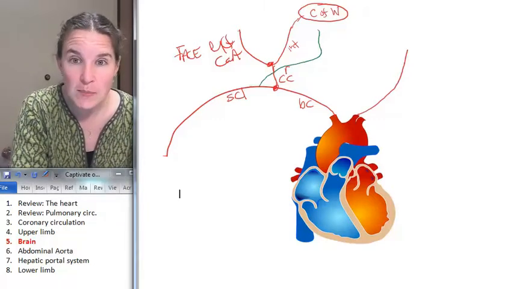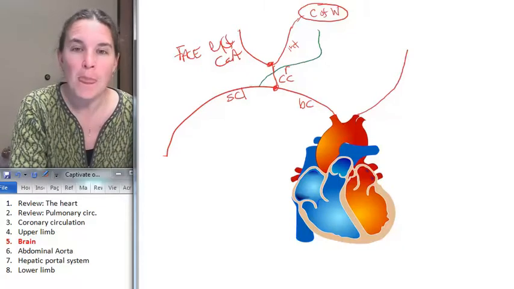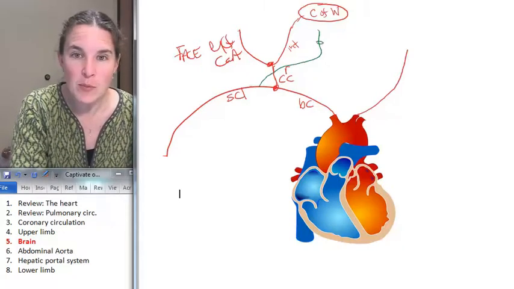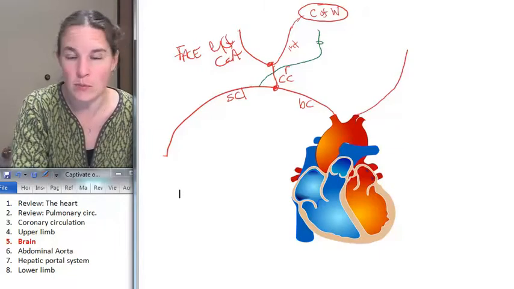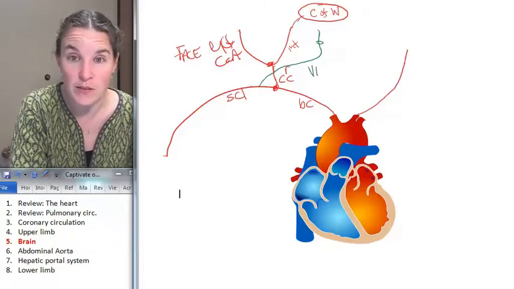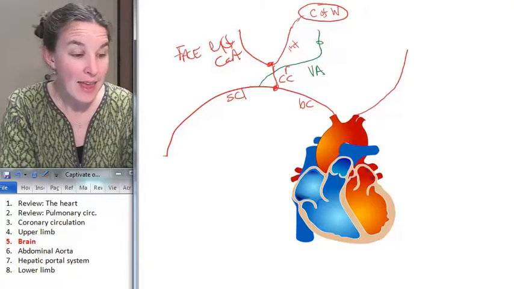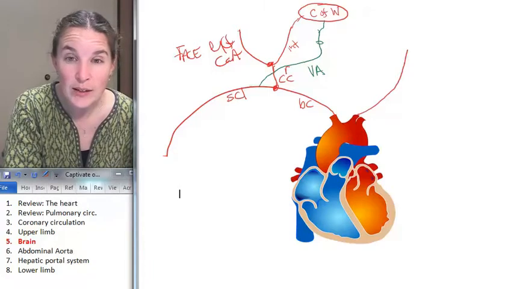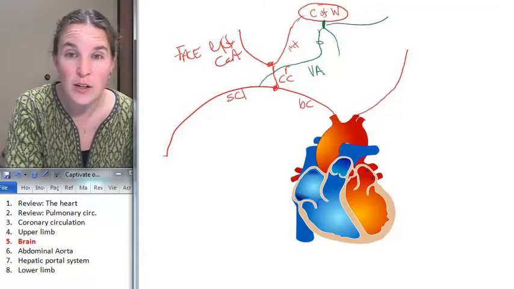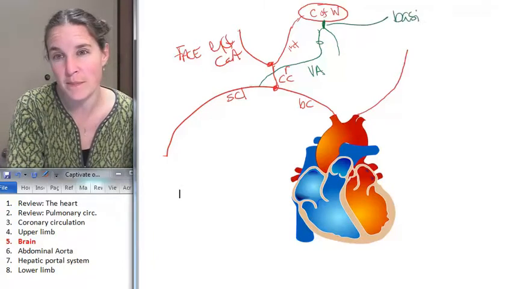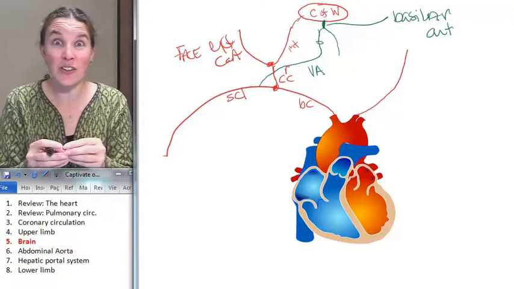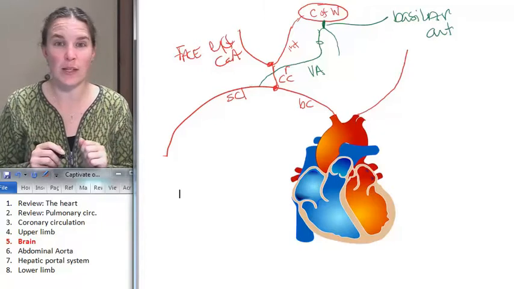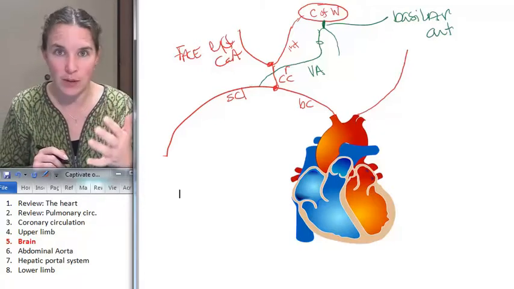Now watch and be fascinated by this little fact. This is my vertebral artery. The whole thing is my vertebral artery. And then the vertebral arteries from each side actually join into an artery called the basilar artery. And the basilar artery feeds directly into the circle of Willis. So does the internal carotid artery.